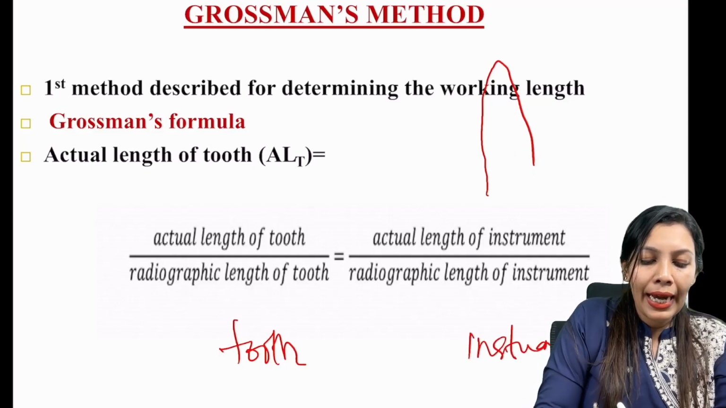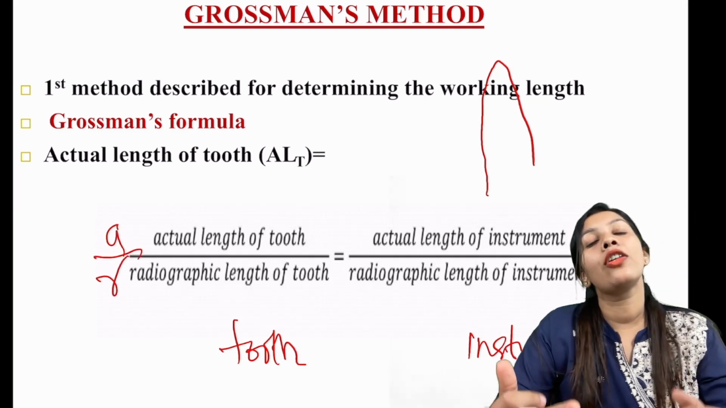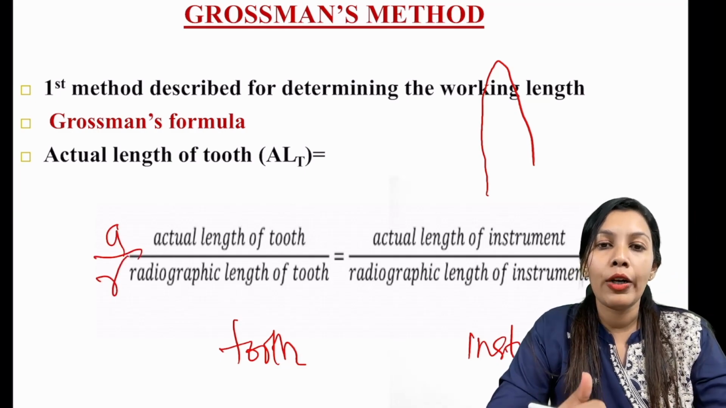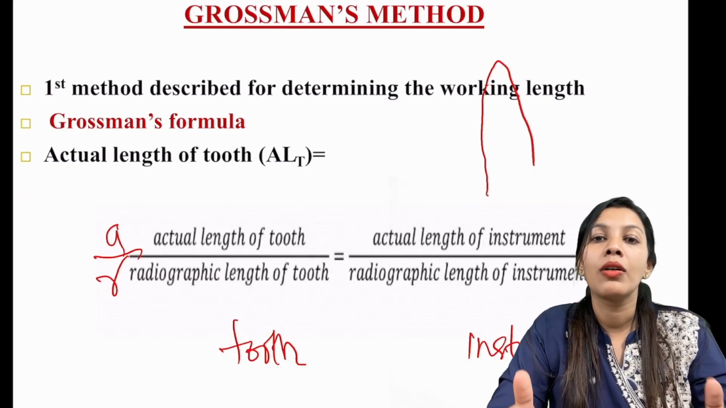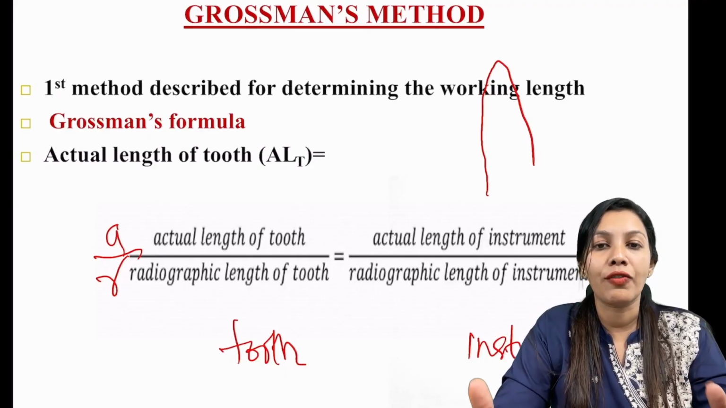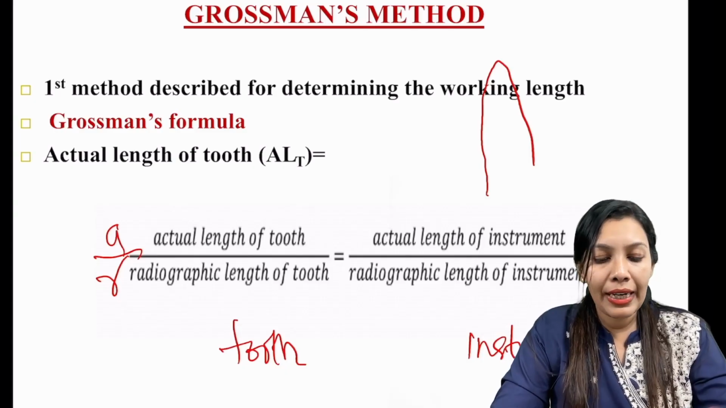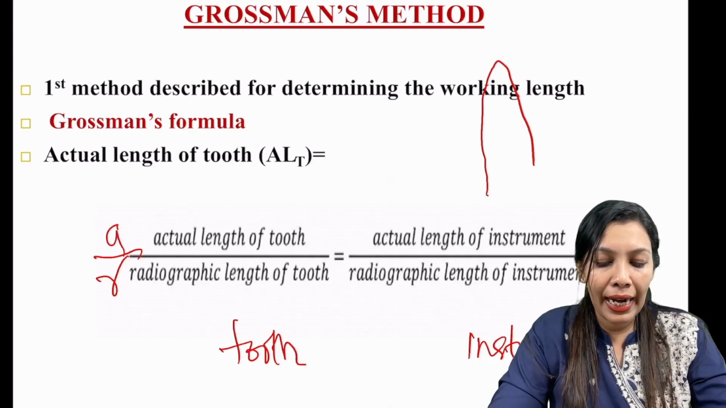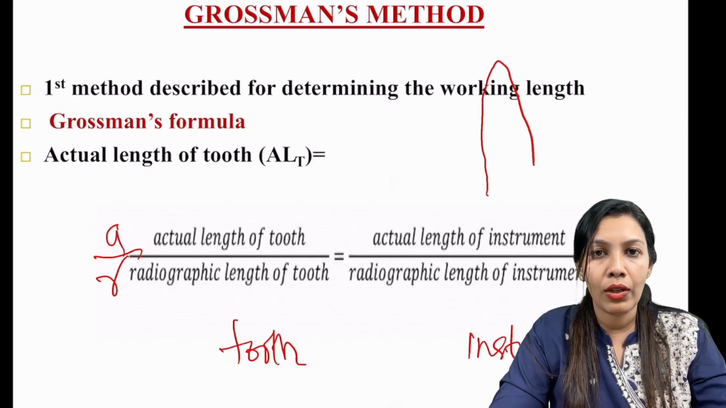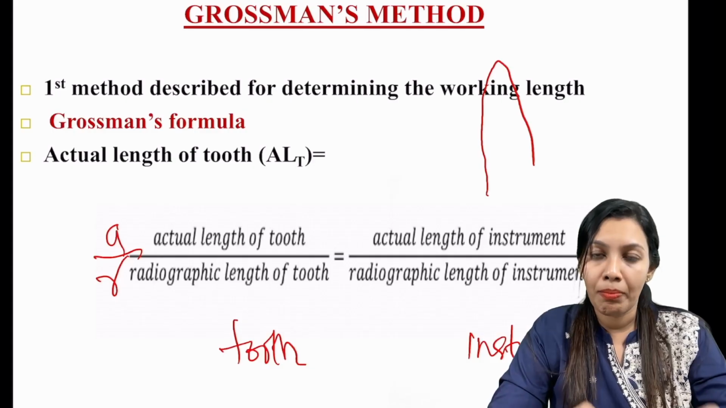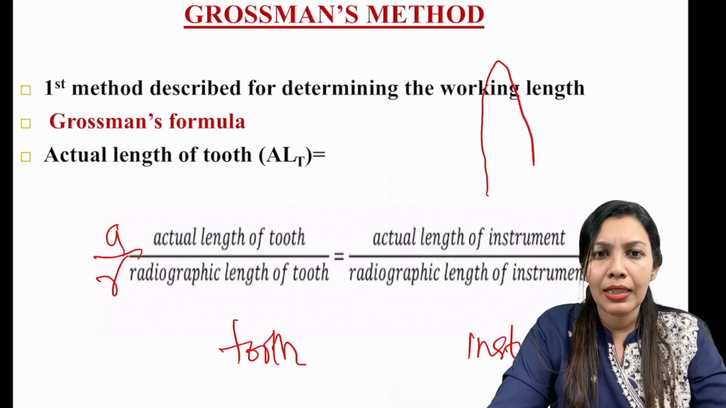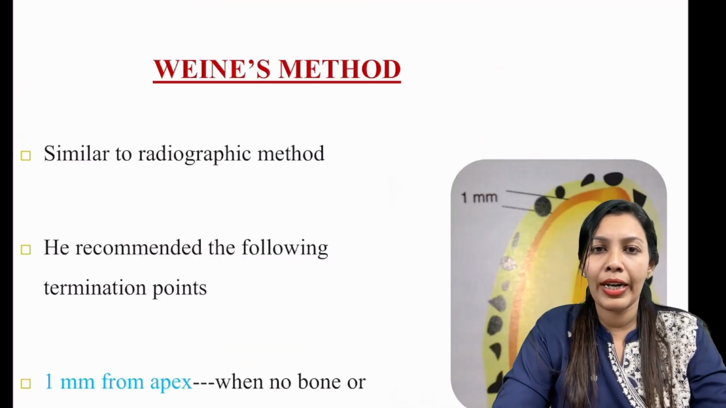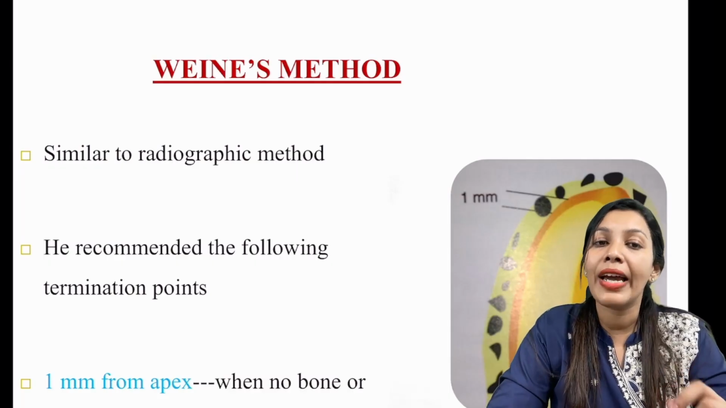So, the actual length of the tooth to the radiographic length of the tooth is equal to the actual length of the instrument divided by the radiographic length of the instrument. This is the actual length of the tooth. So here we can get whatever is required for us. Memorize this formula with a code: tooth on one side and instrument on the other side, actual length by the radiographic length.